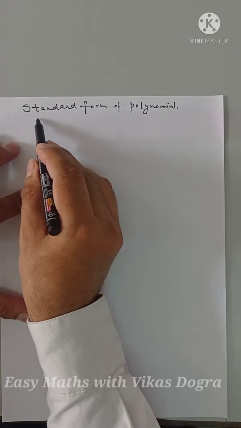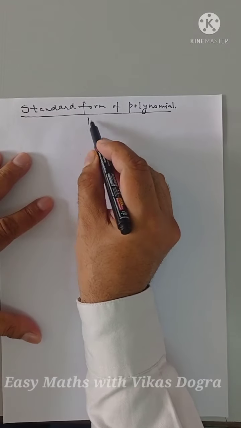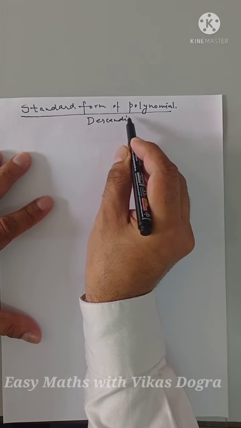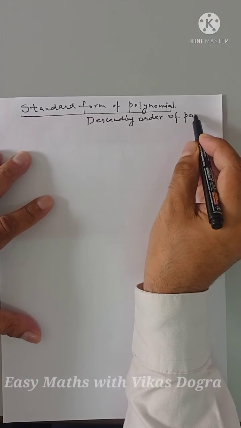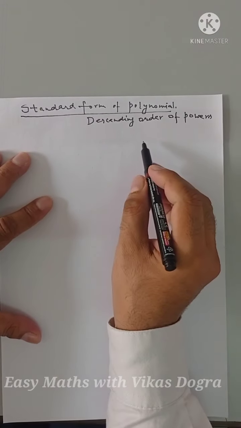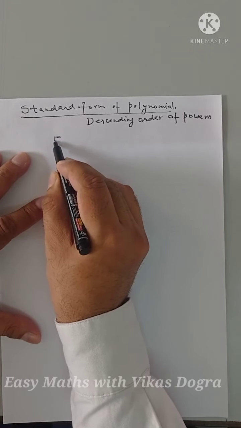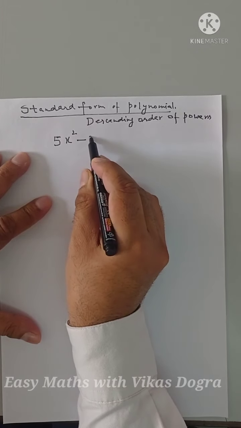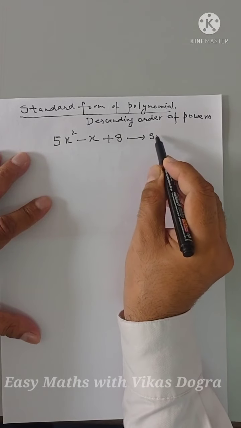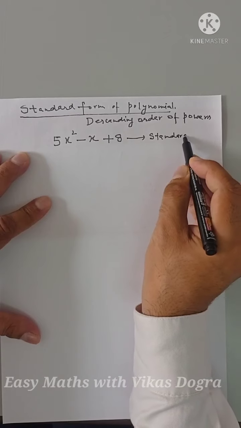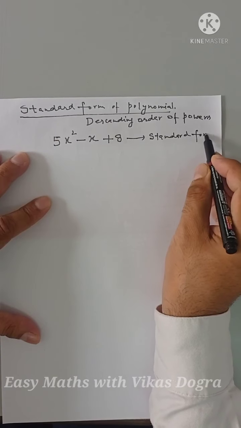See, when the terms of the polynomial are written in descending order of powers, I repeat the word again, descending order of powers, then it is called standard form. Like I have written here, 5x square minus x plus 8. So this is a standard form because you can see at the first place the degree is 2, then the second degree is 1, then there is the constant term.